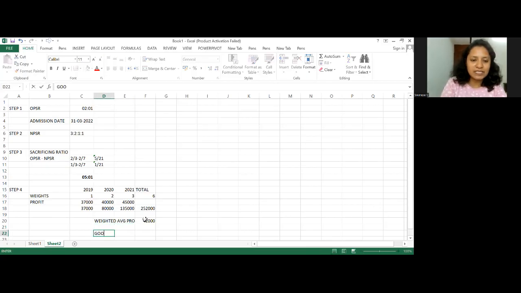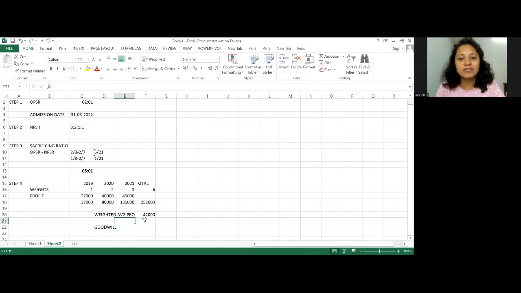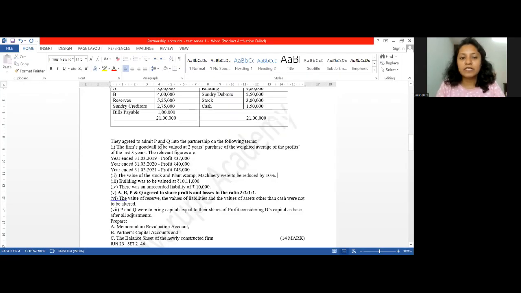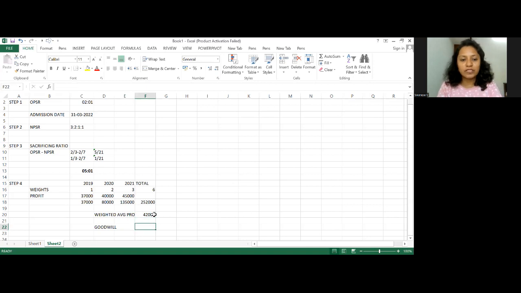Now goodwill is said to be 2 years purchase of weighted average profit. So what is the question? We'll go to the question once more. It is valued at 2 years purchase of weighted average profit of last 3 years. So the last 3 years weighted average profit is 42,000. Goodwill is 2 years purchase, so that multiplied by 2. This will be the goodwill of the firm.